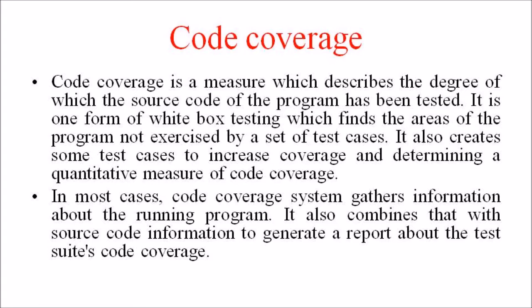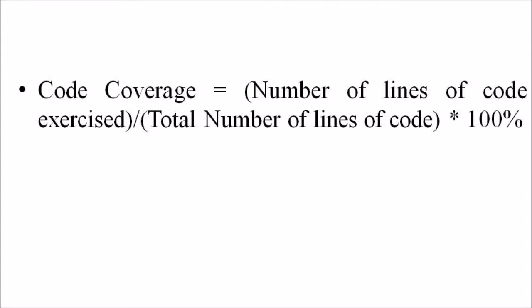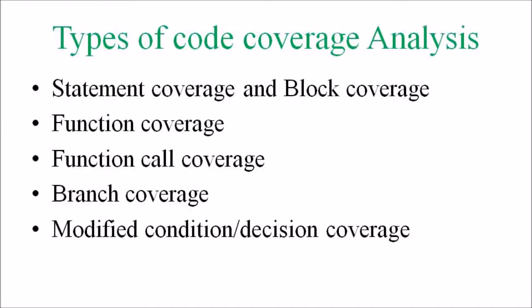Code coverage testing is determining how much code is being tested. It can be calculated using the formula: code coverage is equal to the number of lines of code exercised divided by the total number of lines of code, times 100%. The following are the types of code coverage analysis. They are the statement coverage and block coverage. Second one is the function coverage. Third one is function call coverage. Fourth one is branch coverage, and fifth one is modified condition or modified decision coverage.